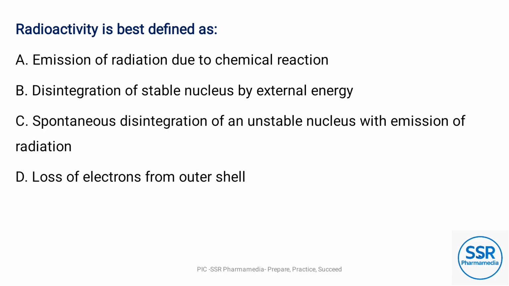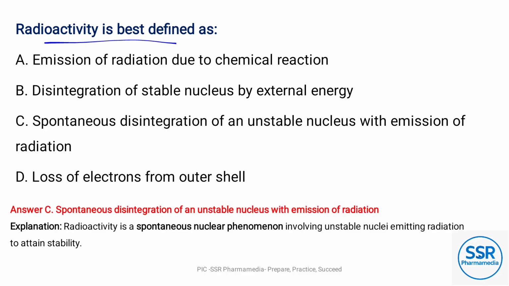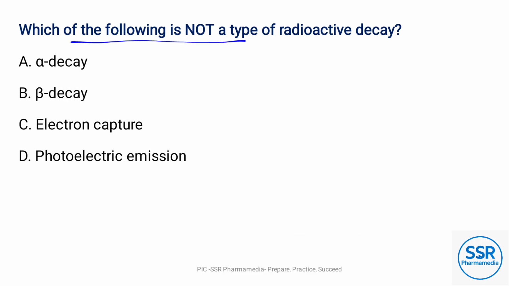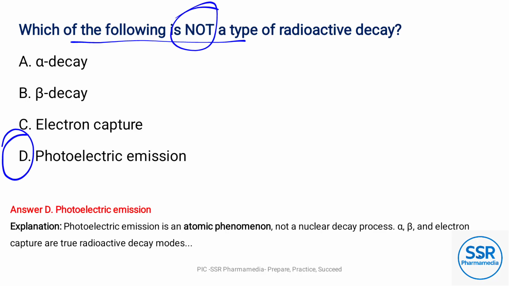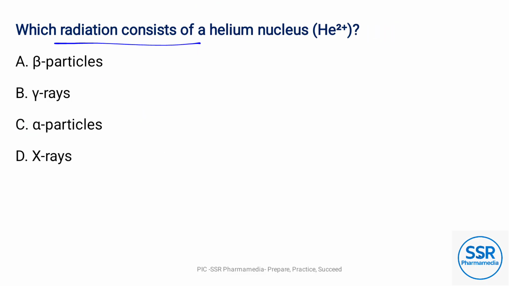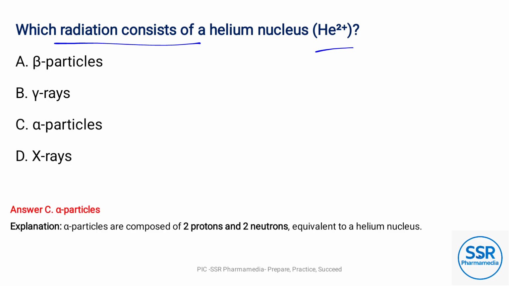Next we'll move into the questions. Radioactivity is best defined as: option C, spontaneous disintegration of an unstable nucleus with emission of radiation. Which of the following is not a type of radioactive decay? Option D, photoelectric emission; the remaining are all types of radioactive decay. Which radiation consists of a helium nucleus, He2+? Option C, alpha particles, with 2 protons and 2 neutrons.